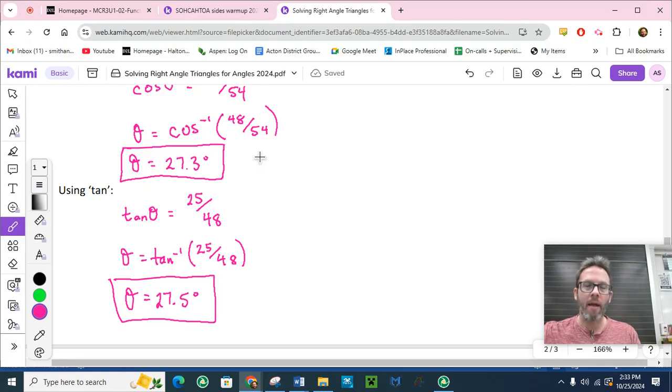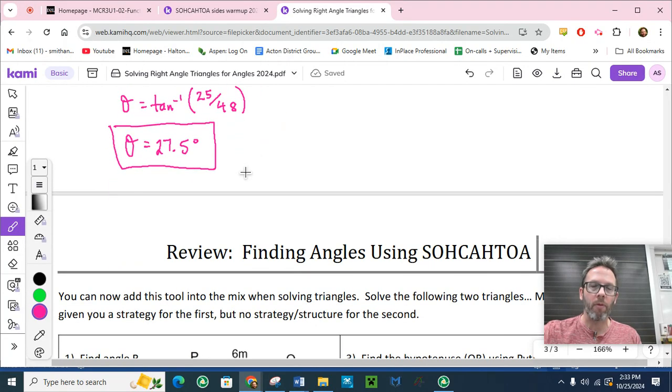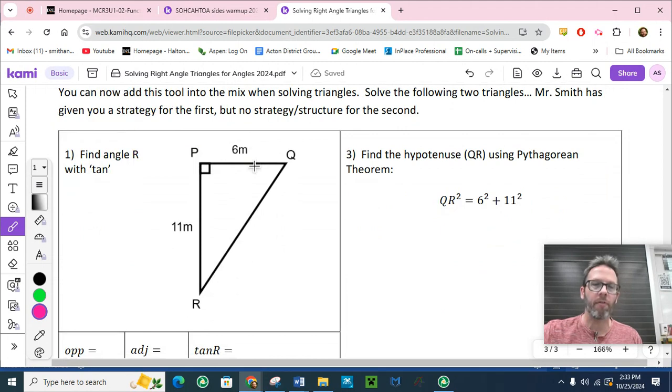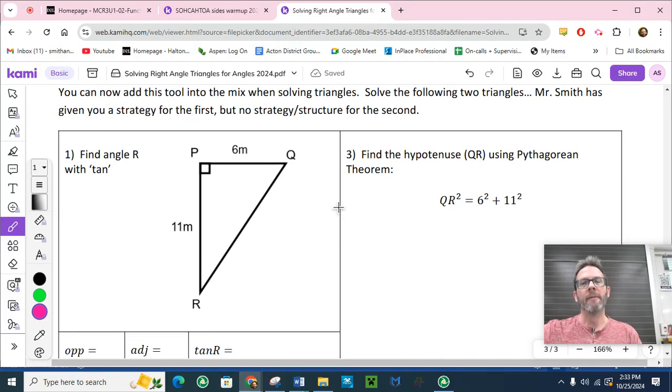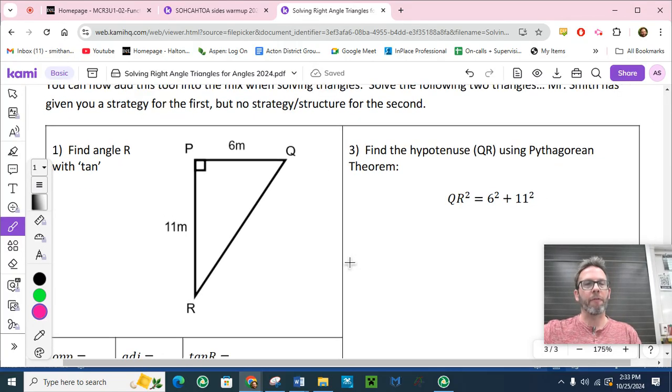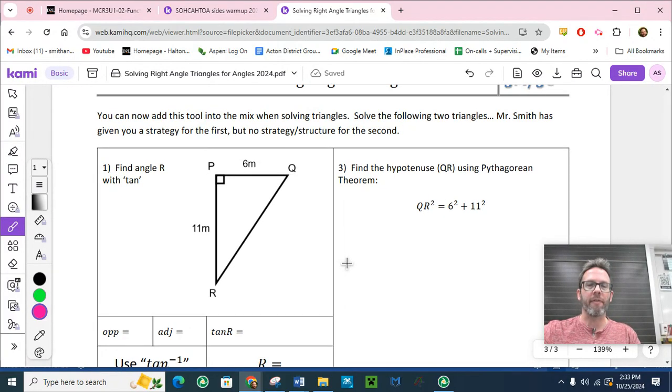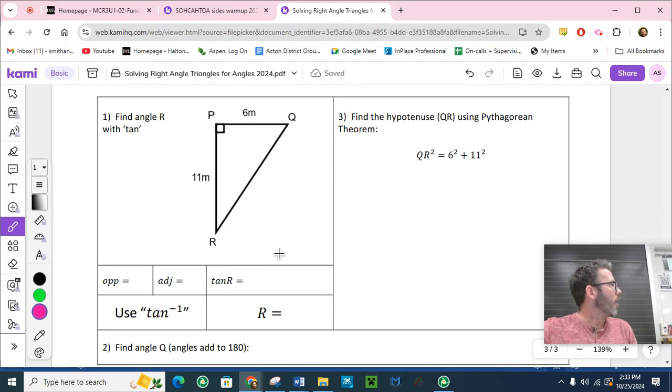All right, and then the review skill we're developing, reviewing, solving triangles. Here is now a triangle you'll be able to solve completely using this tool added to the mix. Now, for this first one, I can turn you loose now because I've fully coached you through how to find all the unknown angles. But you notice here, we're finding R first. We could have found Q first, right? We have enough information to find the other angle. It's just we're picking a strategy.